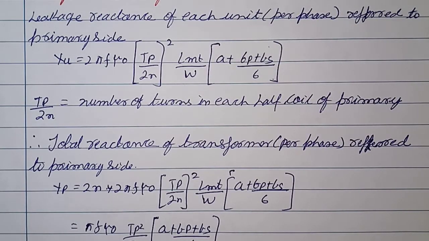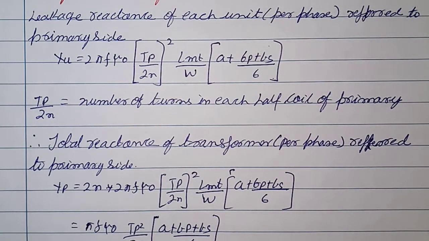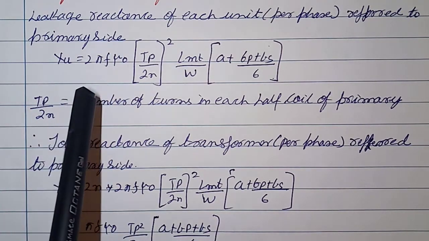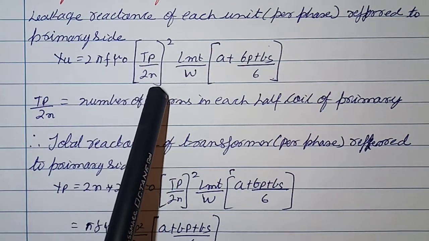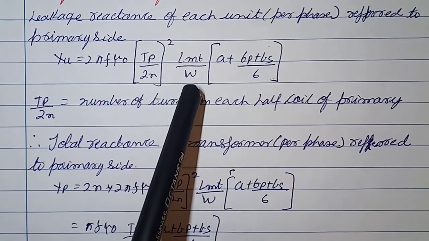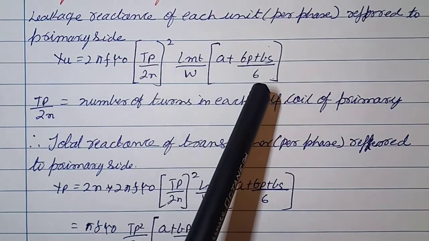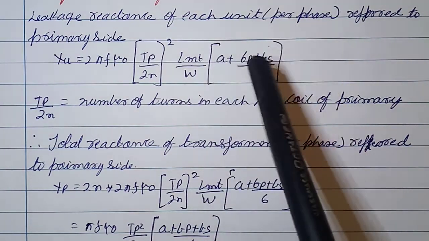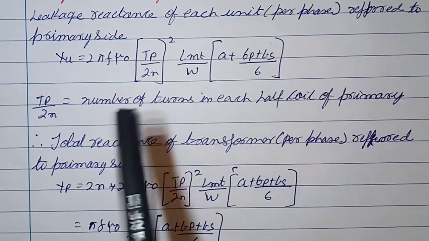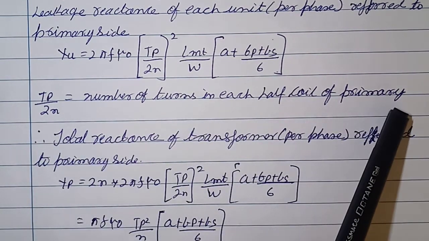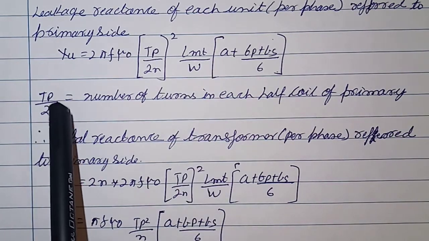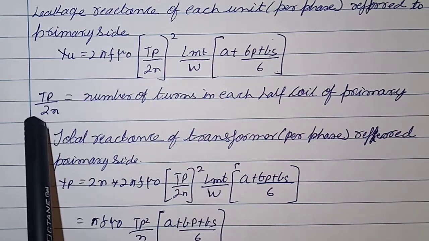Since we don't have the derivation for this, the leakage reactance of each unit per phase, referred to the primary side, is 2 pi f mu naught Tp by 2n whole square into LMT by W, into A plus BP plus BS by 6. So this is the equation that we have. Tp by 2n is equal to the number of turns in each half coil of the primary winding, where Tp is the total turns.